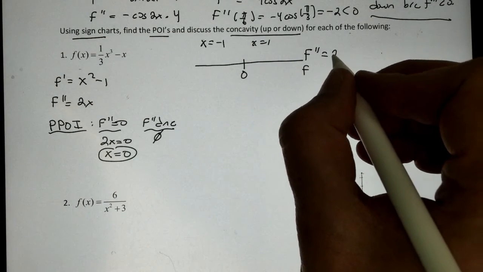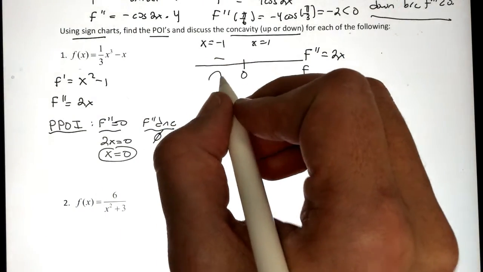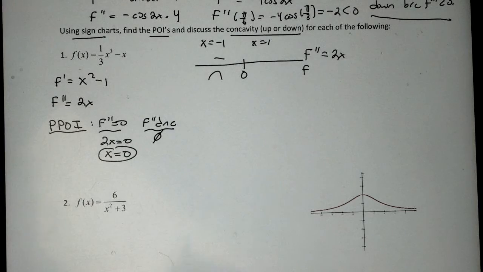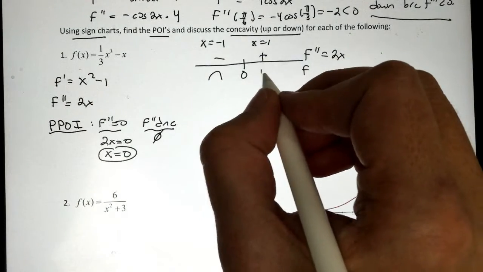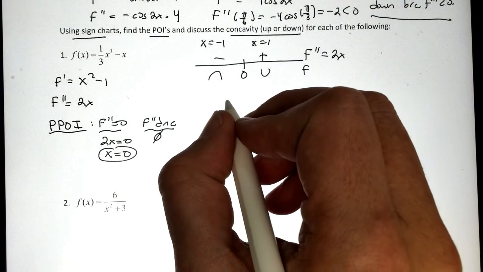I'm plugging it into my second derivative, which is 2x. If I plug a negative 1 in, that's negative. That's telling me we're concave down here. If we plug in 1, we get a positive, so we're going to get something concave up. So I can answer the question, do we have a POI?